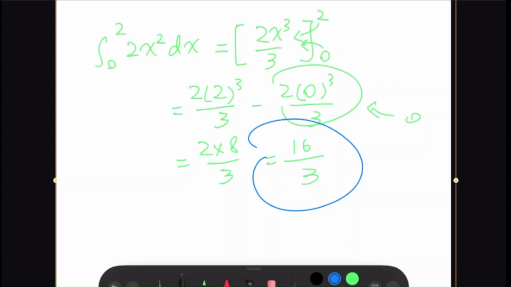Awesome. So I hope that makes sense, and we're going to move on to question 3b. This is also going to be tech-free, and it is an indefinite integral question.